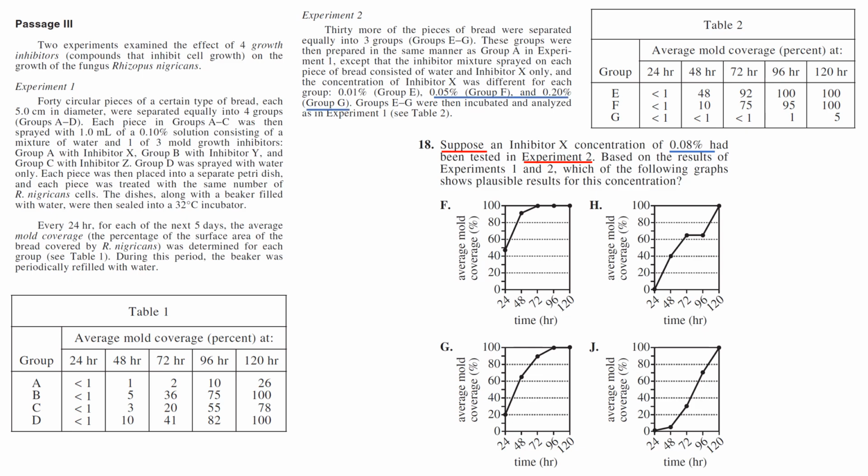So it's going to be between group F and group G, because group F is 0.05, group G is 0.2, much higher. So F at 48 hours, I'm just going to start there, because 24 hours is all less than 1. So between F and G, I know it's going to be less than 10% mold coverage. And the only one where I see that is choice J at 48 hours. So my answer has to be J.